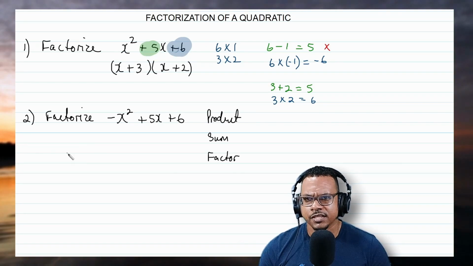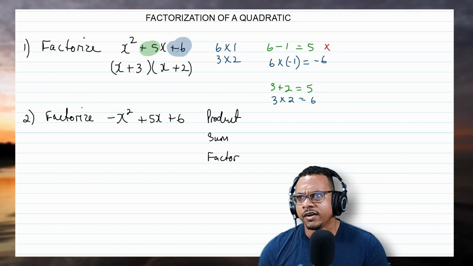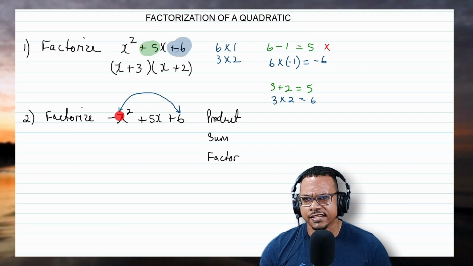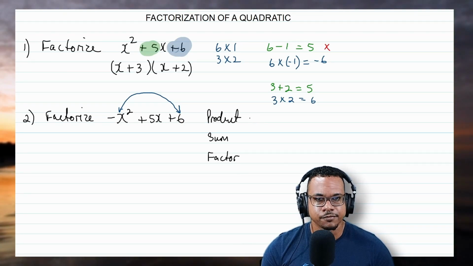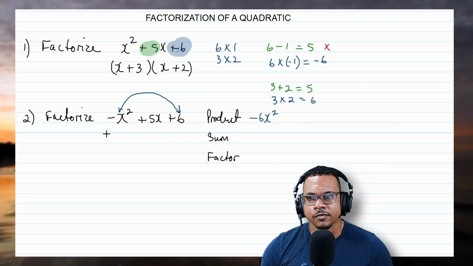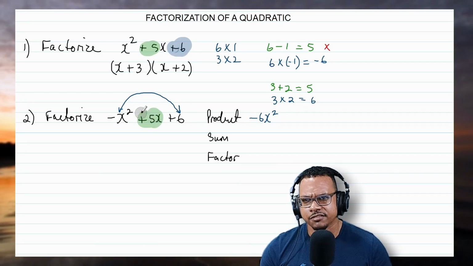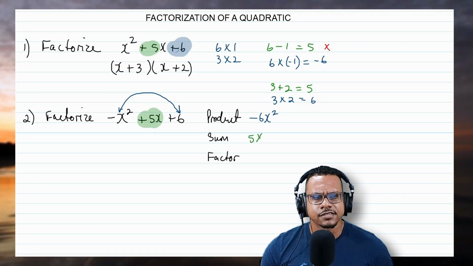So my product is obtained by multiplying the first term by the last term, and again it must be arranged where the x squared comes first, then your term in x, and then a constant. Alright, so I'm going to multiply my first term by my last term. That will be negative x squared with positive 6, so I'm going to get negative 6x squared. My sum is going to be that middle term there, the positive 5x. So I'm going to write positive 5x.